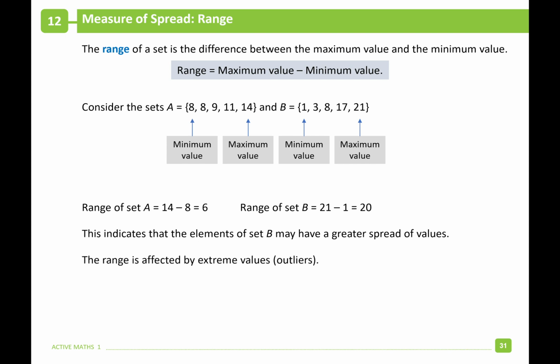The range is affected by extreme values or outliers. Because the range takes into account the maximum and the minimum values, if you have an outlier, this will affect your results. Please pause and take down this example of the range and the notes on the range, i.e. that the range is affected by extreme values and tells us the spread of the data.